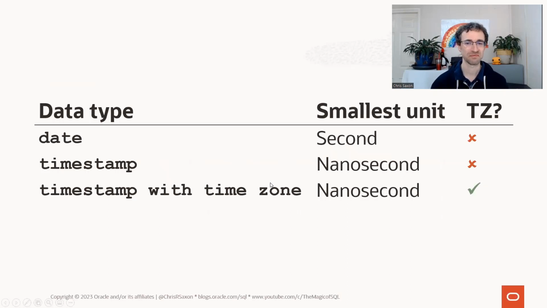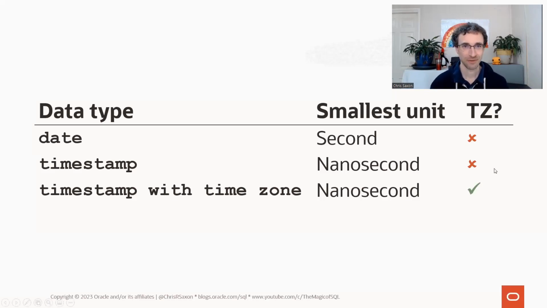So first thing to note, very quickly, is the smallest unit available for each of these. In Oracle database, dates always include a time component down to the second. This is different from some other databases where a date is literally just day, month, year, with no time component. So Oracle database dates always include a time, down to the second. Timestamps can go right down to nanoseconds, so you can actually have 9 digits of fractional seconds stored for a timestamp. You don't have to, but you can.